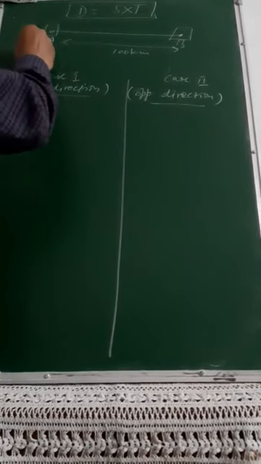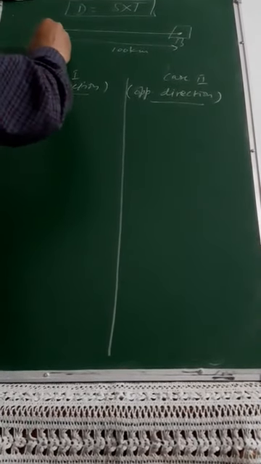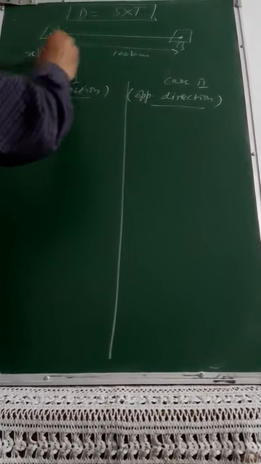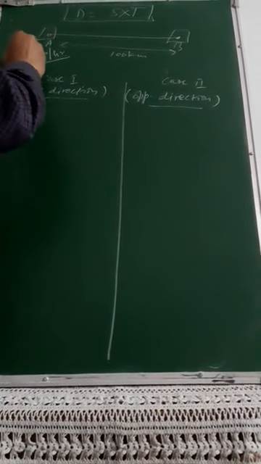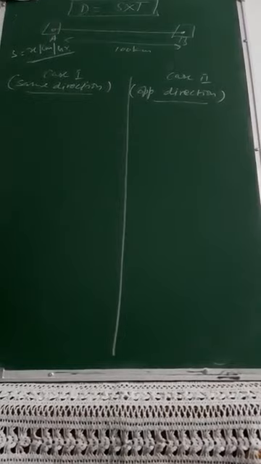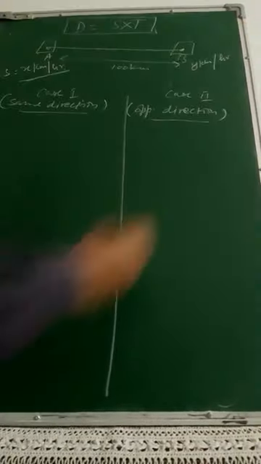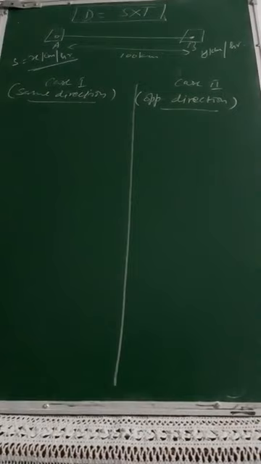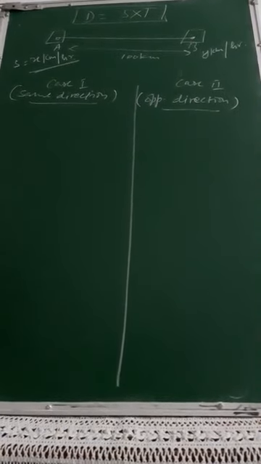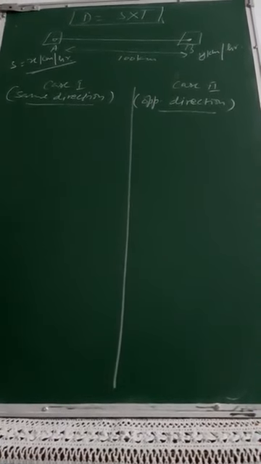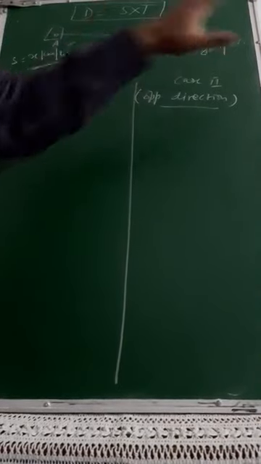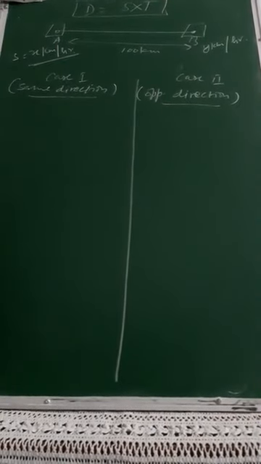So let us say the car starting from point A has the speed of x km per hour, and the car starting from B has the speed of y km per hour. So one speed I have taken is x km per hour, and the other, which is starting from B, is y km per hour.